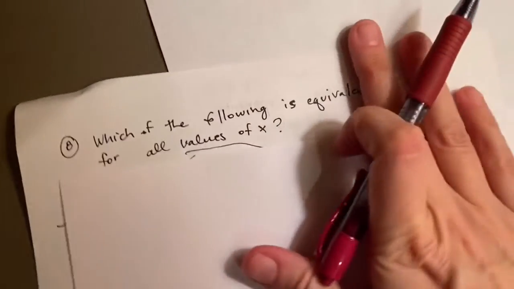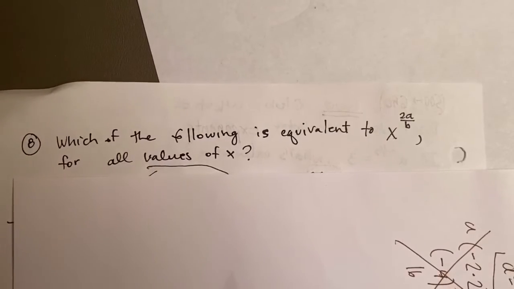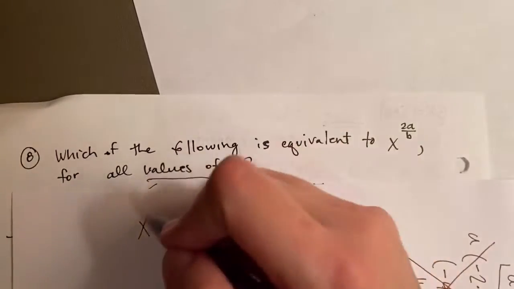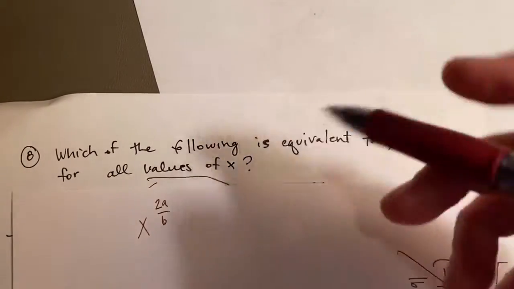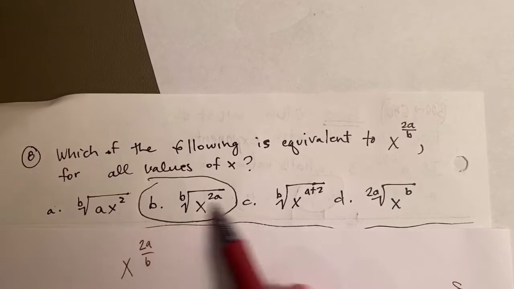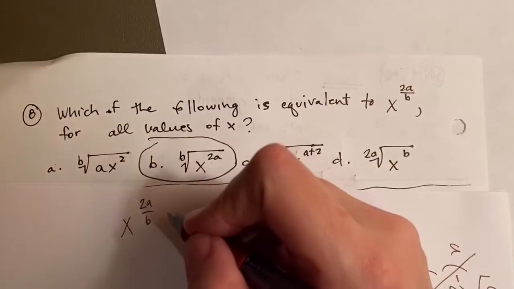Okay, let's keep going. 8, it said, which of the following is equivalent to x to the 2a over b for all values of a? So it looks like they're asking us to rewrite it in this format, and I'm going to explain why B would be our answer.